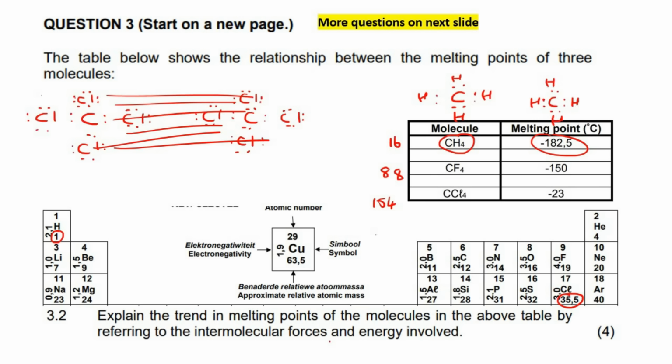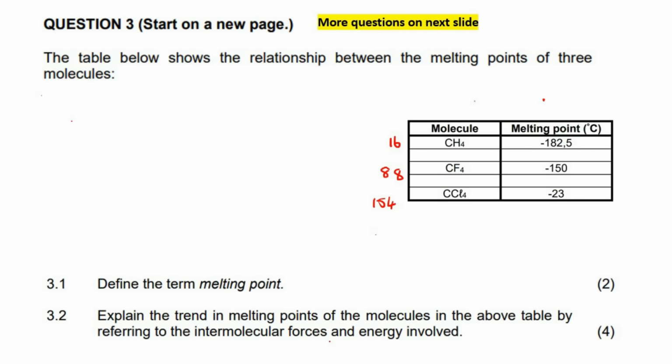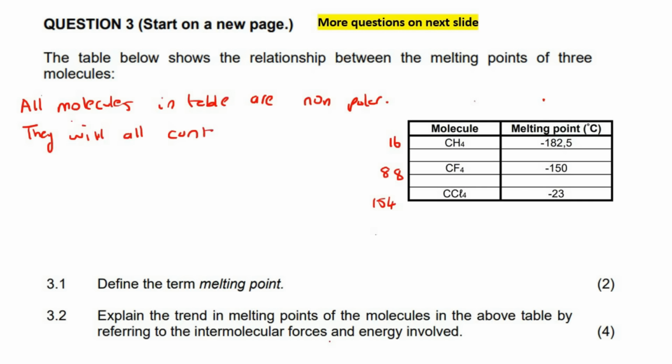So with CH4s, there aren't as many temporary dipoles, so you don't need as much energy to separate them, and that's why the melting point is not as high as you have it for CCl4. Okay, so we can say something like all molecules in the table are nonpolar. Okay, so they will all contain London intermolecular forces.